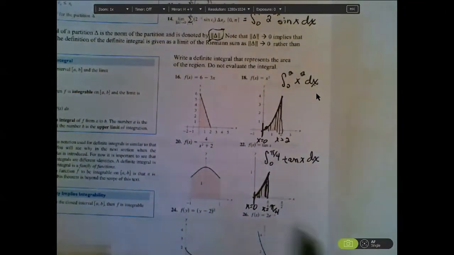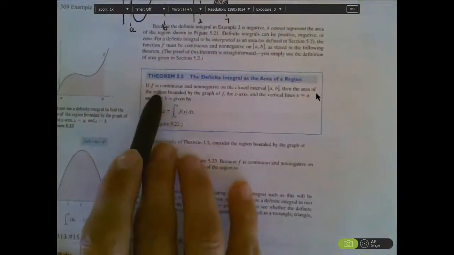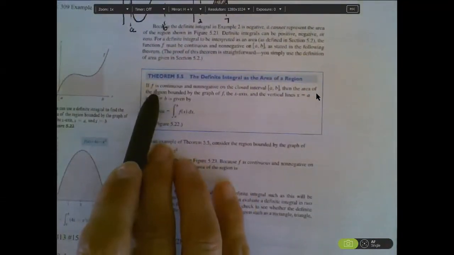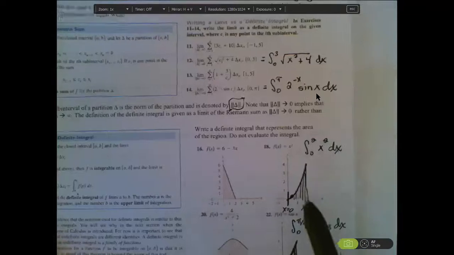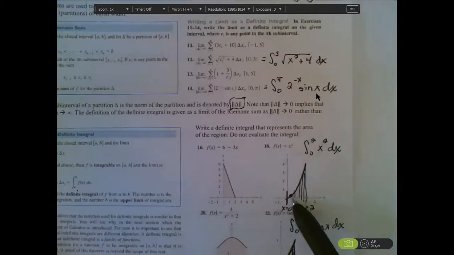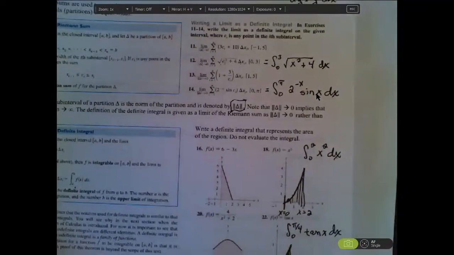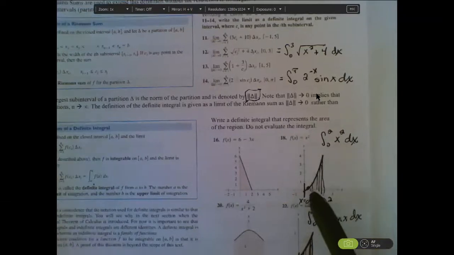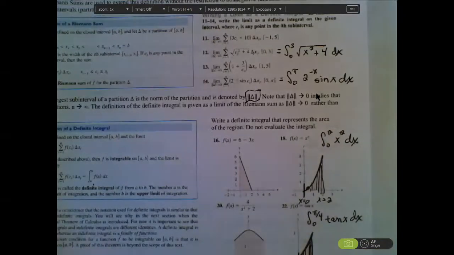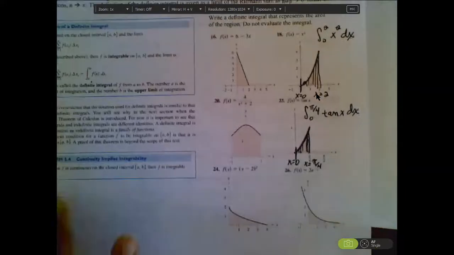Now, I haven't actually been checking these conditions, and I should have. The two examples we just looked at were both continuous functions that were non-negative on the interval that we were given. So the only reason we can set up this area as this definite integral is because that function x squared is above the x-axis from 0 to 2, and it's continuous.